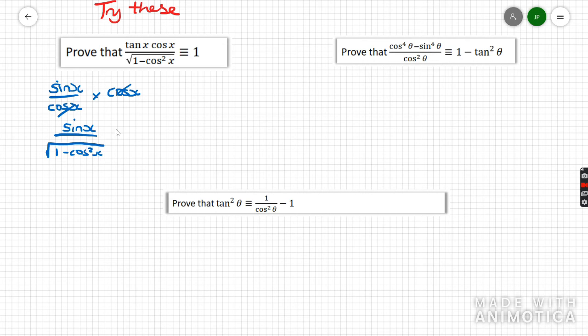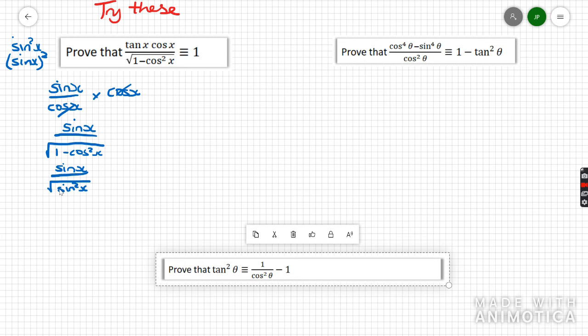Right, 1 minus cos squared, we know from before, I can write as sine squared. So I'm going to end up with sine x over the square root of sine squared x. Now hopefully we understand that sine squared x is just the same as sine x all squared. So if I'm square rooting sine x squared, I get sine x.